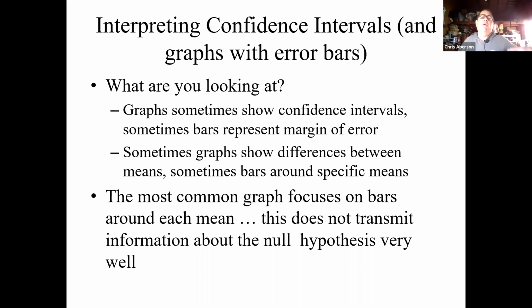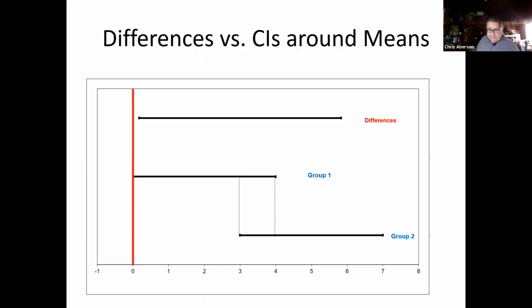Most commonly, a graph will focus on bars around each mean, but it doesn't transmit information about whether you could reject the null hypothesis very well. So there are two different kinds of confidence intervals we could look at. First, a confidence interval around the differences between the means. That's what we actually calculate, and we can draw conclusions on that. If those differences exclude zero, then we can reject the null hypothesis. But that's not what gets presented in research articles.